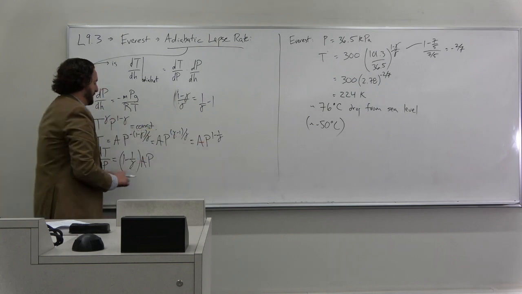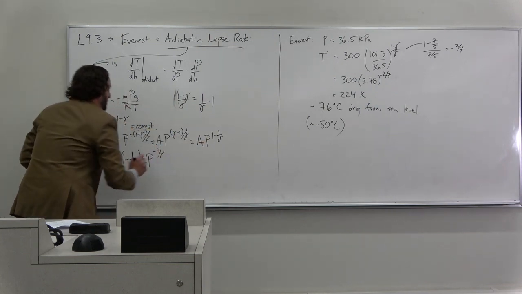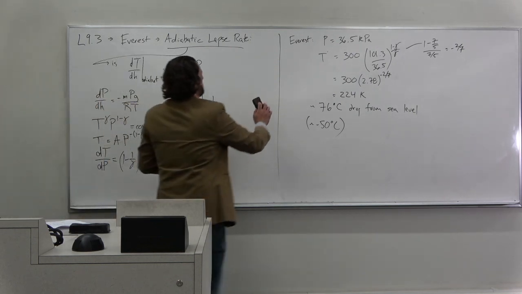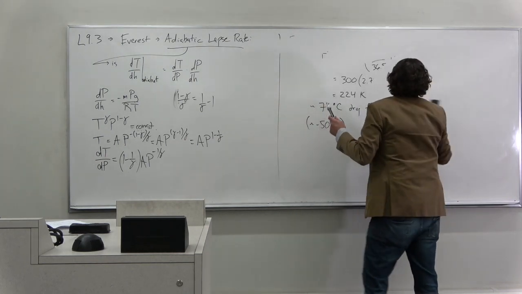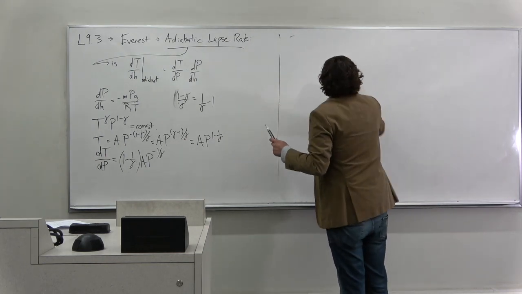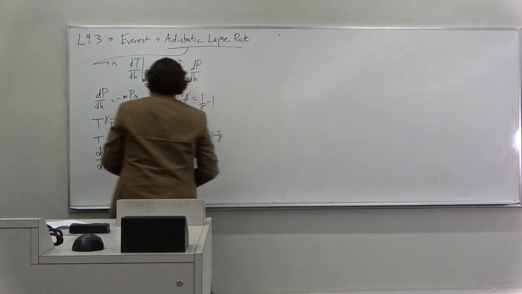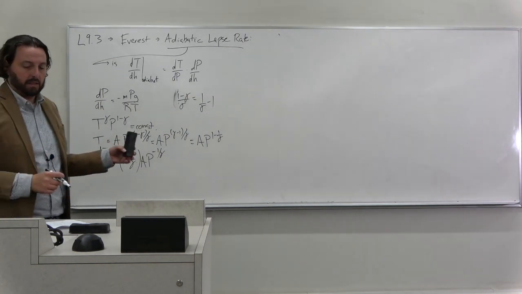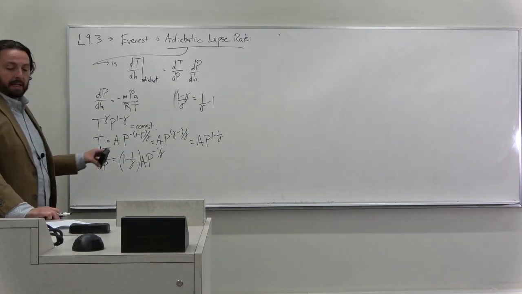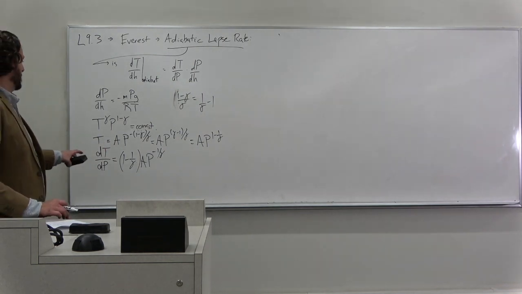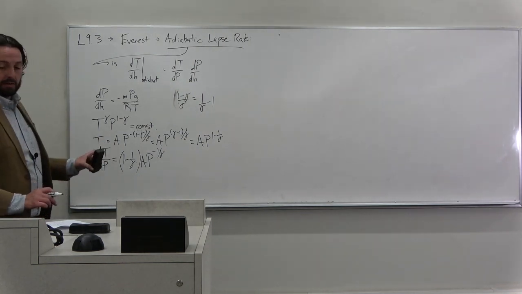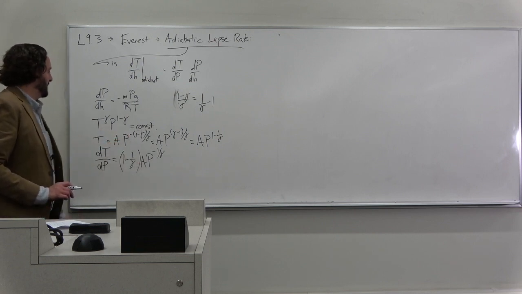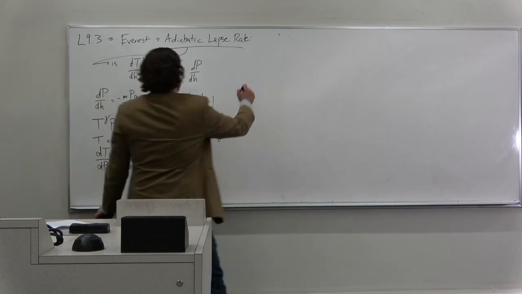And you can see when I just subtract the 1, I'm just going to have minus 1 over gamma. Excellent. Now, I don't want to have this A in there, right? That's some arbitrary constant. So let's see if we can get rid of that A by rewriting this in terms of A to the 1 minus gamma.